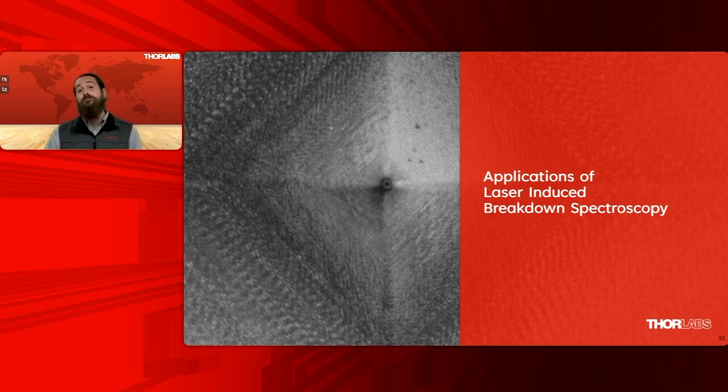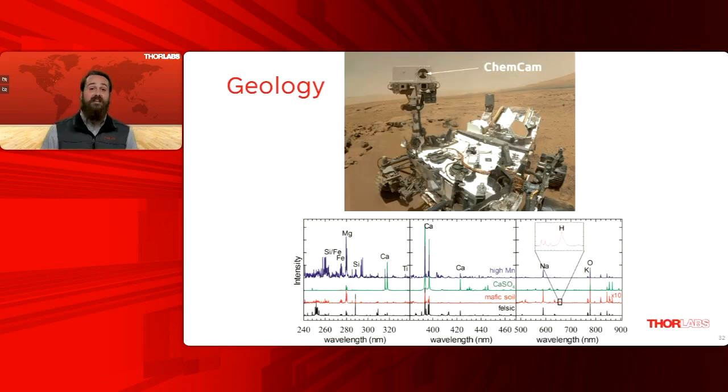Well, the most famous example of LIBS is on Mars right now. Inside the head of the Mars rover is a unit called ChemCam, which stands for chemical camera. One thing unique about ChemCam is that it's only got one laser, but it actually has 3 different spectrometers. And the reason for that is they're looking for very specific things on Mars.